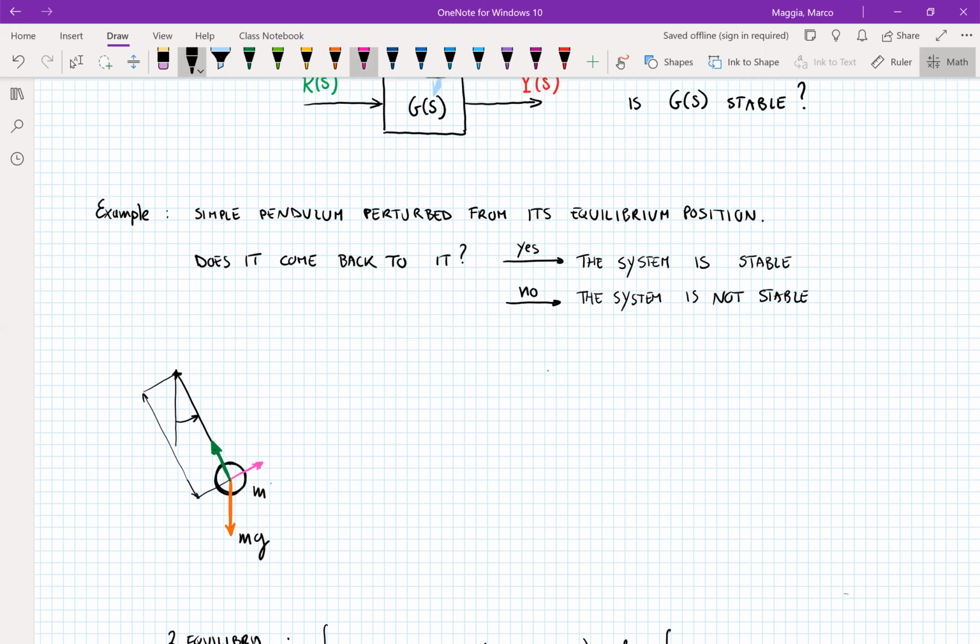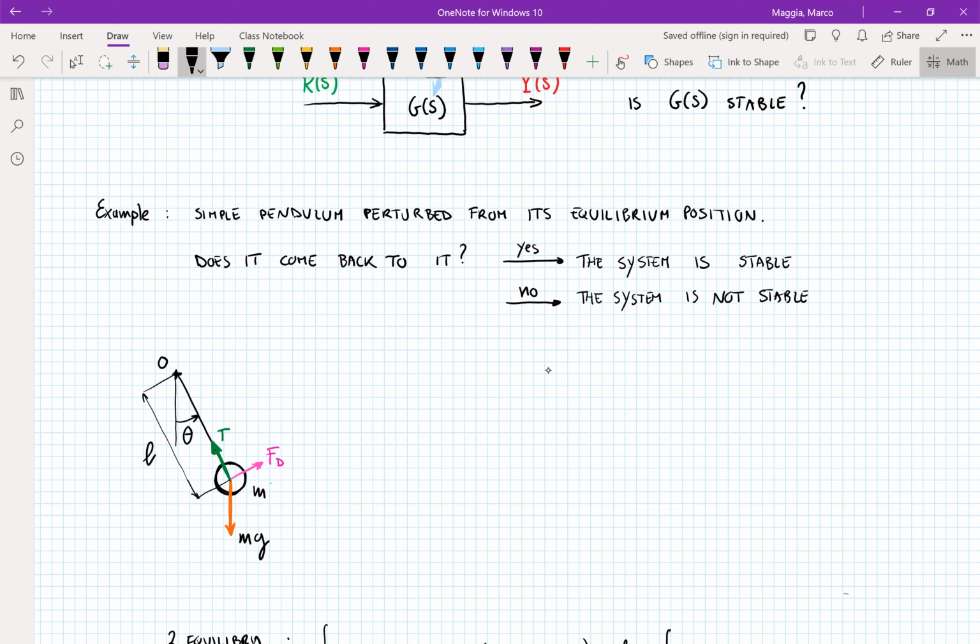Then we can have a drag force or friction force, which we're going to call Fd, that is always opposite to the motion of the pendulum. And then we have the tension force along the string or the rod connecting the mass with the pivot point, which we're going to call O. Furthermore, we have the length of the pendulum called L and the angle that it makes with the vertical axis, let's just call it theta.